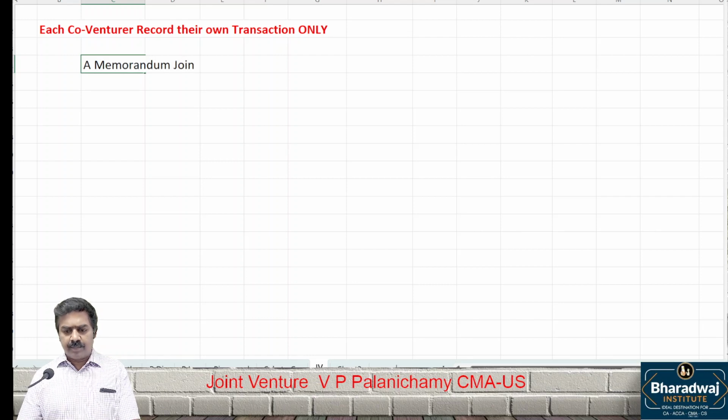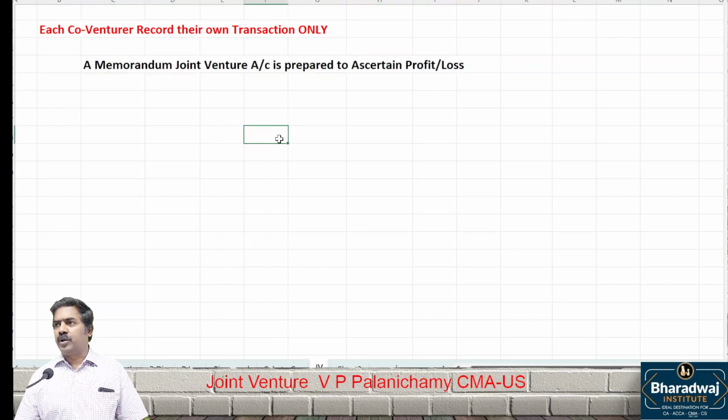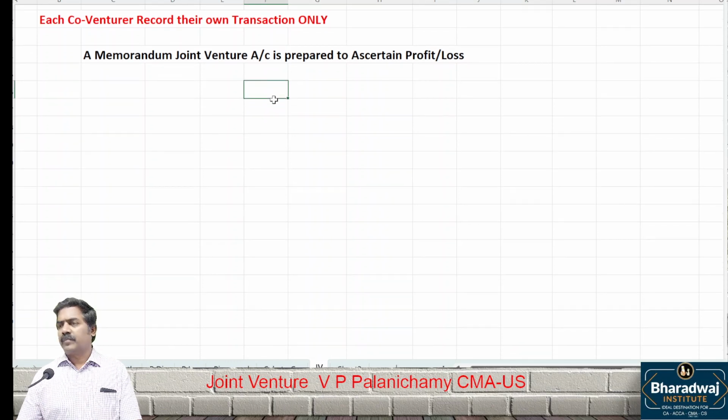A memorandum joint venture account is prepared to ascertain profit or loss. A memorandum joint venture account is prepared to ascertain which one? Profit or loss.